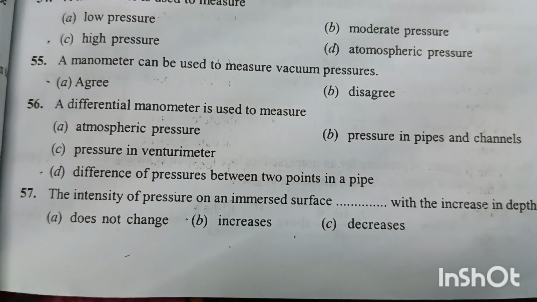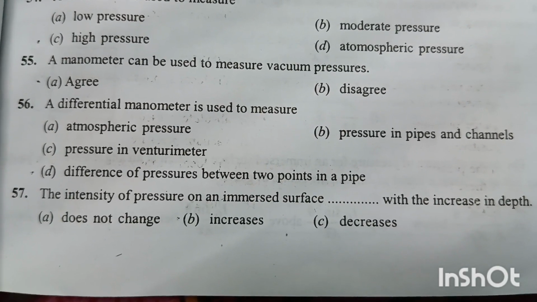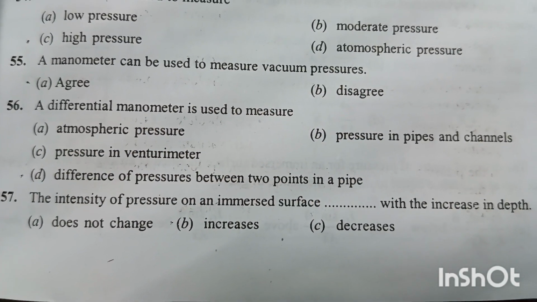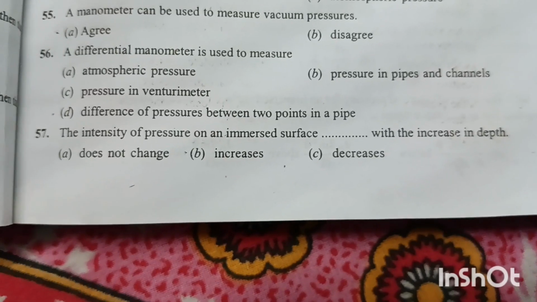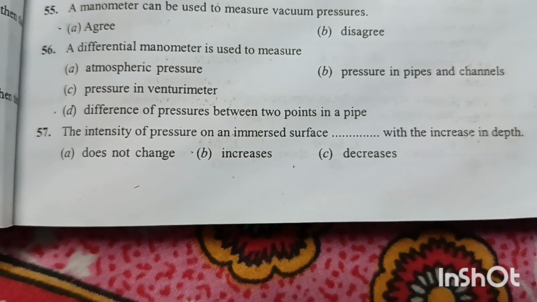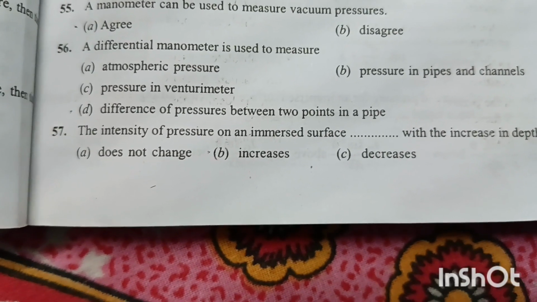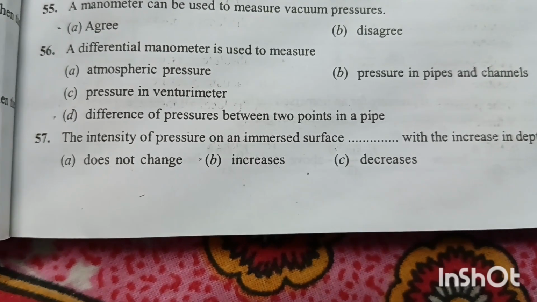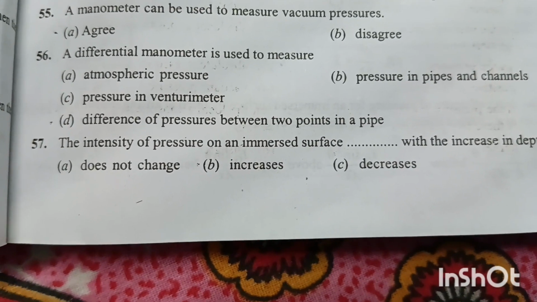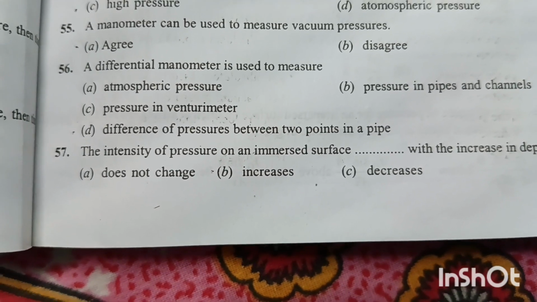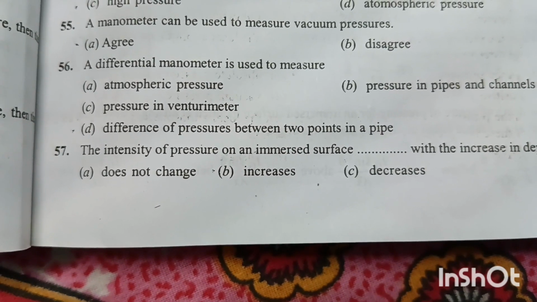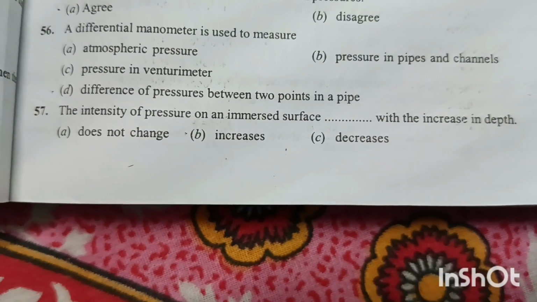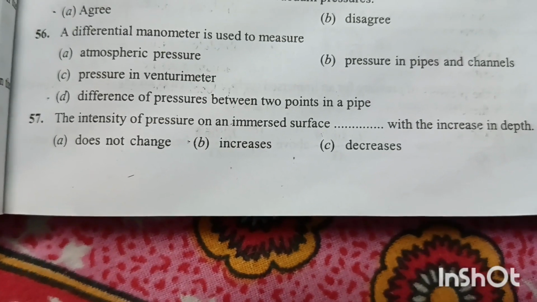Option B is the right answer, because we know the formula for the intensity of pressure on an immersed surface equals W into A into X bar, where W is the specific weight of the liquid, A is the area of the immersed surface, and X bar is the distance between the CG of the immersed body and the liquid surface. From this equation we can say the intensity of pressure P is directly proportional to the depth of the liquid surface. So the intensity of pressure on an immersed surface increases with the increase in depth. Option B is the right answer.